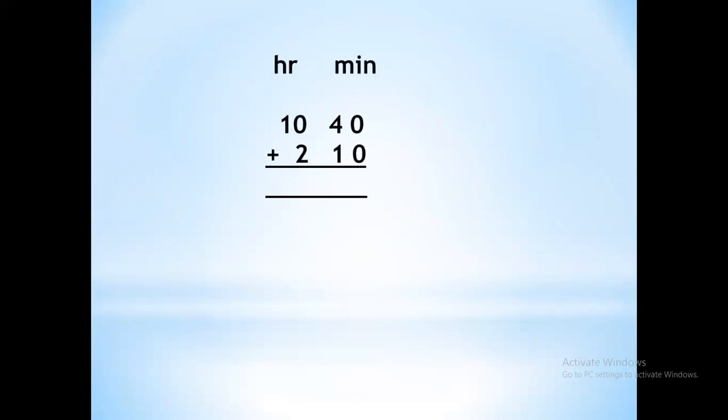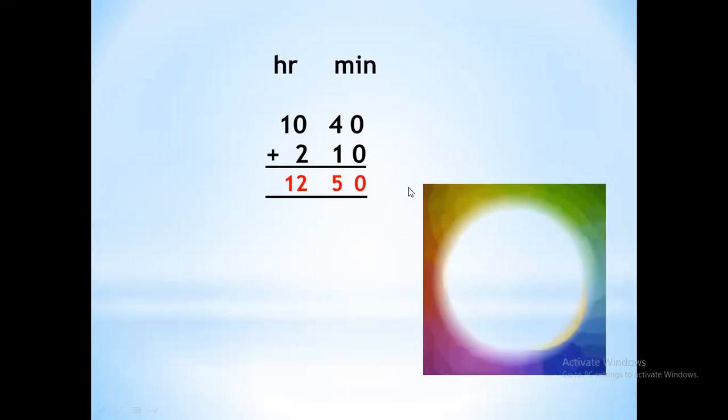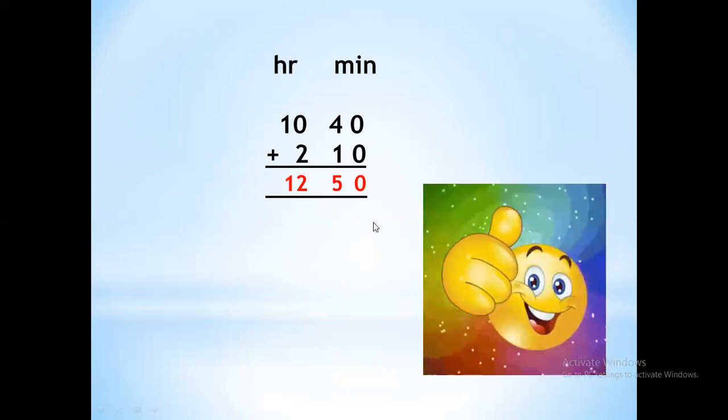Now, look at this question. It's an addition question in time. We will write the hours in their column and minutes in their column. After writing these amounts, we will start adding. What is 0 plus 0? Yes, 0. What is 4 plus 1? Very good, 5. 10 plus 2, or you can say 0 plus 2 is 2 and 1 as it is, so 10 plus 2 will give you 12. So your answer will be 12 hours and 50 minutes. It's very simple addition. Very well done. Excellent answers given by you.